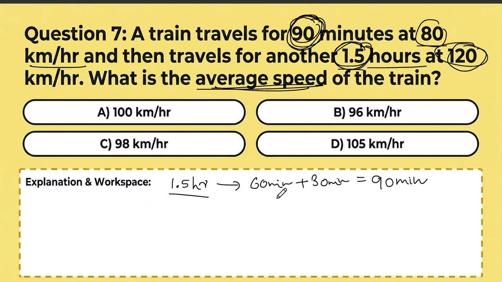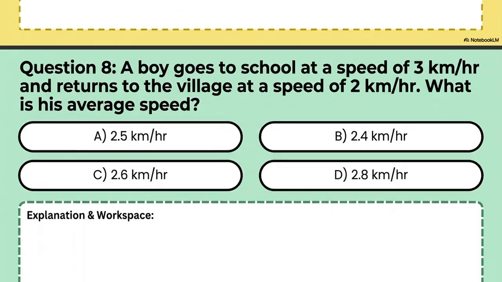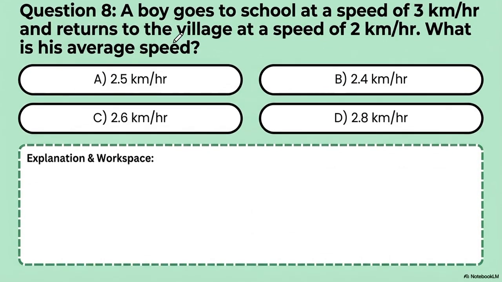So time is the same for both parts, so we'll use the direct formula. Average speed is equal to (x plus y) divided by 2. So x means the first speed, that is 80, plus the second speed, which is 120, upon 2. So 80 plus 120, which is 200, upon 2. So half of 200 is 100 km per hour. So this is our correct answer. Okay. Look at the next question.